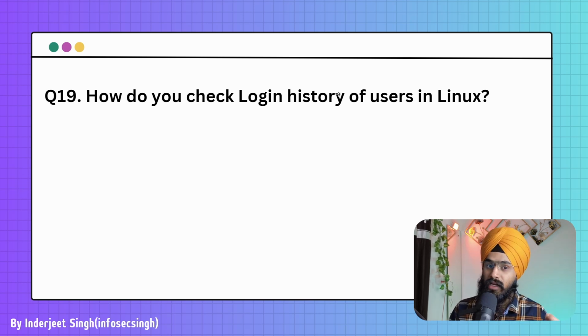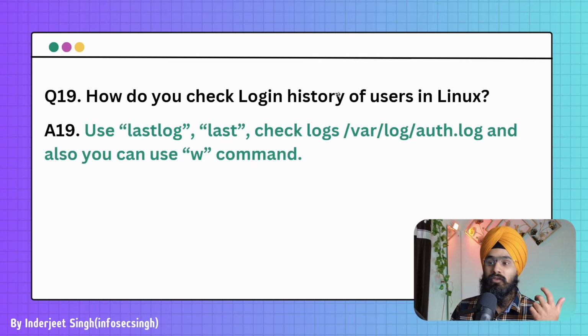Okay, the next question is, how do you check the login history of users in Linux? If you're a Linux administrator, this is again a very common question asked. How do you monitor the user activities, who is logged in or not? If there is an issue, any unauthenticated login, okay? So the answer is you can use the lastlog command, you can use the last command, you can check the auth logs. You can also use the w command. There are multiple ways to check the logs of your login history.